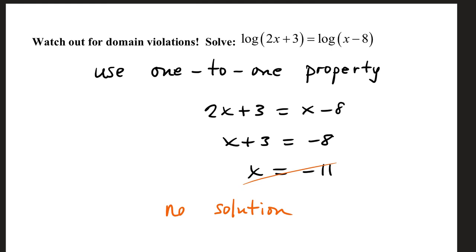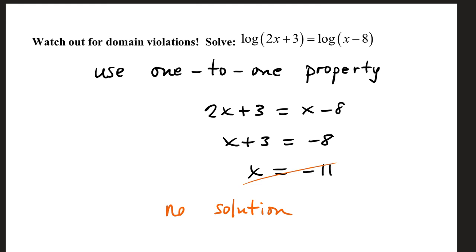You could also exponentiate with a 10. You could put 10 as the base on each side of the equation. 10 and log are inverses, so they'll cancel. Just like e and ln, 10 and log will cancel each other. But let's use the one-to-one property. 2x plus 3 equals x minus 8. Subtract an x, subtract a 3, and we end up finding that x equals negative 11.